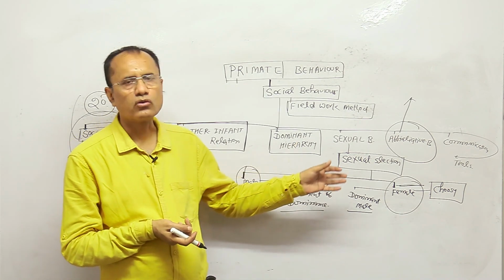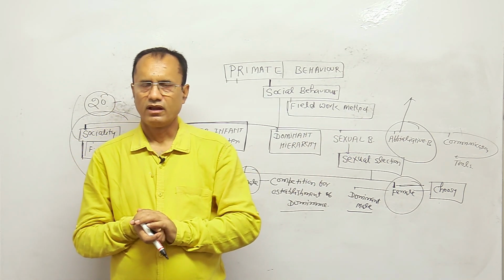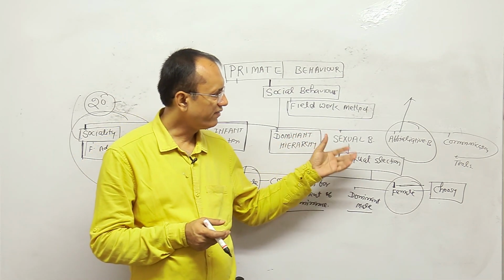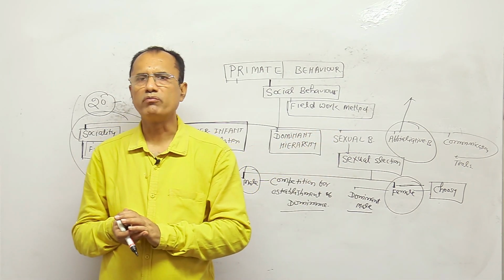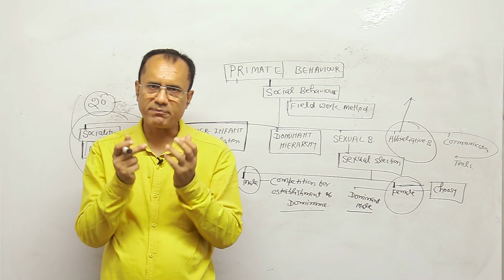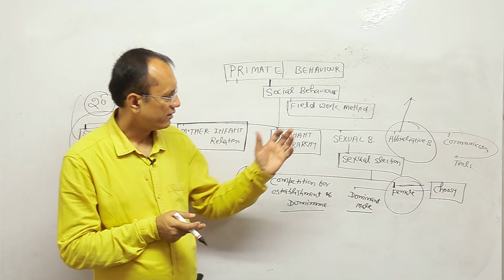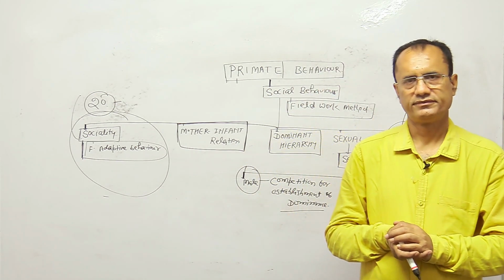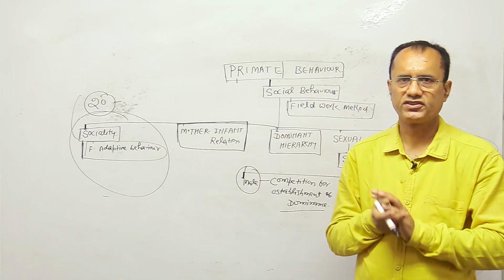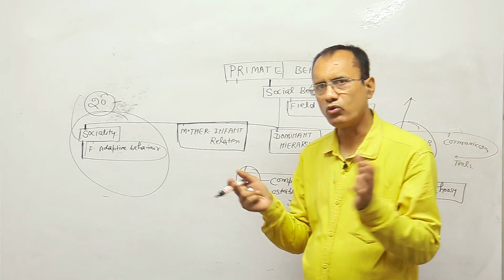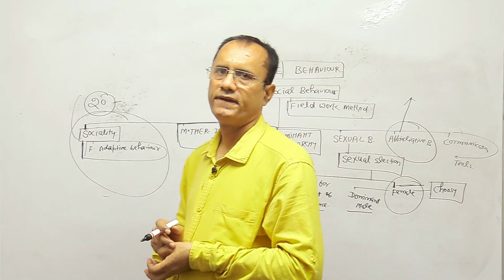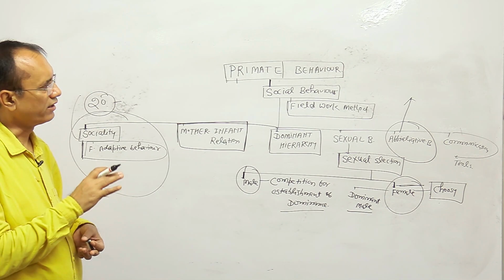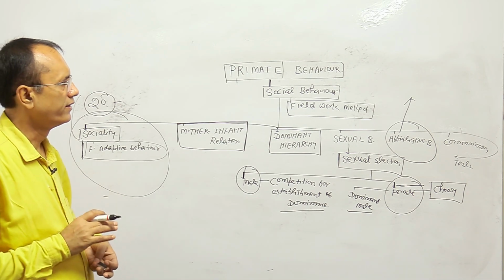We also find grooming, and primatologists believe that affiliative behavior or social grooming is a social cement in non-human primates. It is a social cement that makes their group stronger, and therefore affiliative behavior is present in non-human primates also.